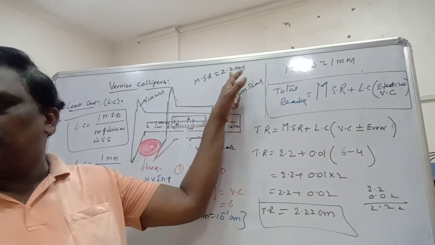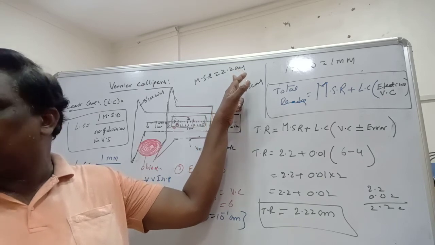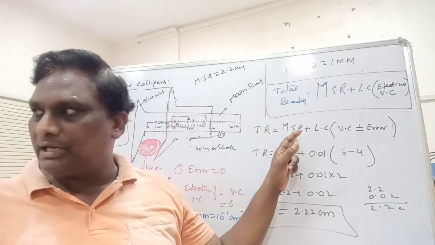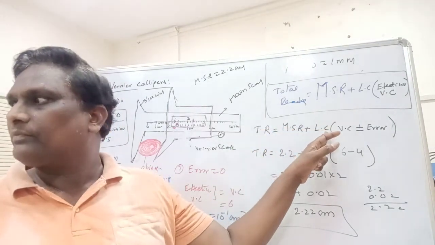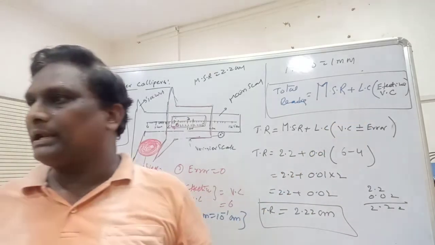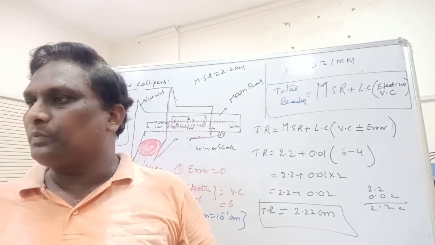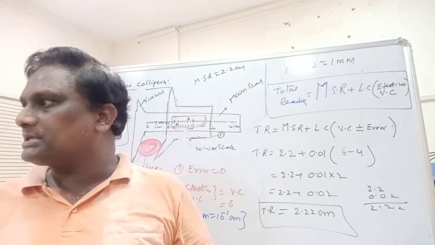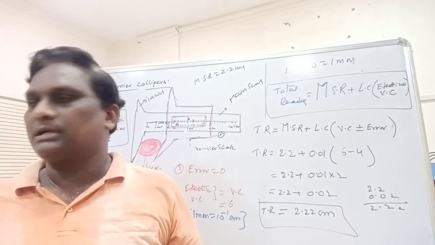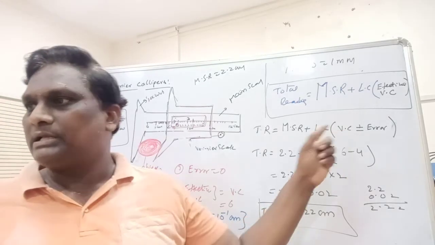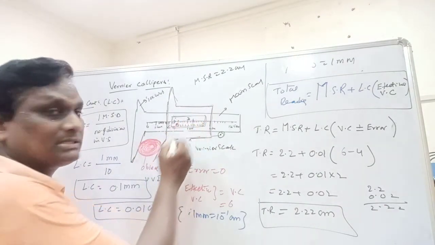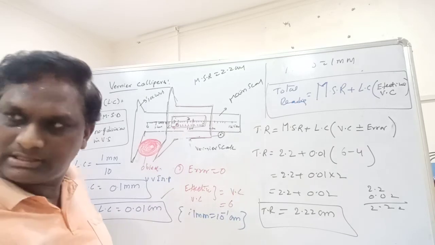Is it correct? You want to take the second decimal value also. How do you take that? You can follow the procedure: MSR, main scale reading, plus least count into effective Vernier coincidence. Suppose no error is there, zero error. Initially, without putting any object, the 0 of the Vernier scale is coincident with the 0 of the main scale reading. No error, no addition, no subtraction. Simply you take the Vernier coincidence. What is Vernier coincidence? See here. Whatever division is coincident with a main scale division, that division we have to take. That is the Vernier coincidence.